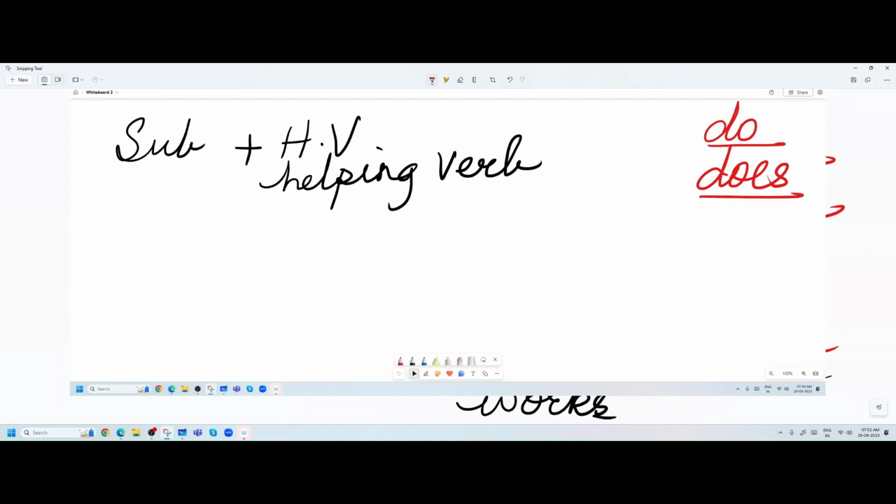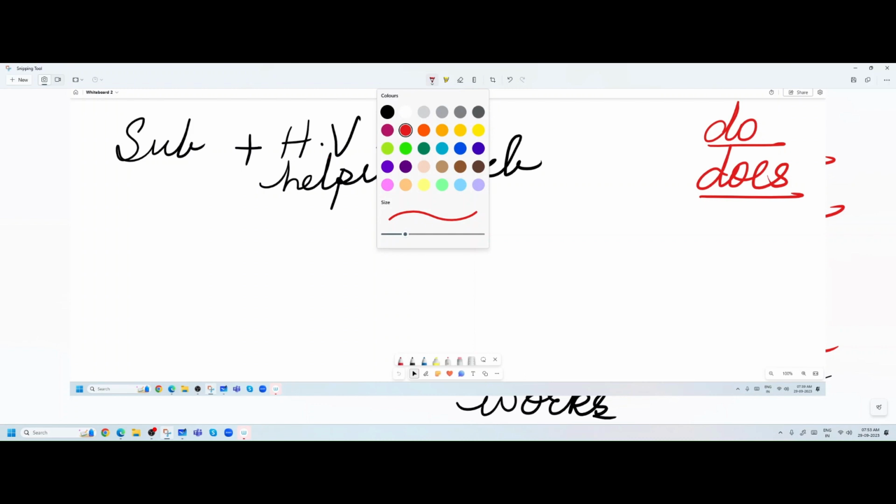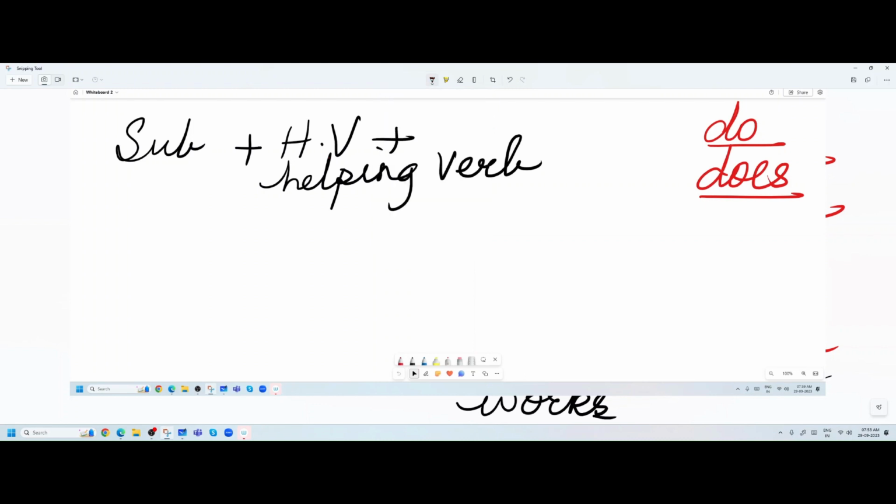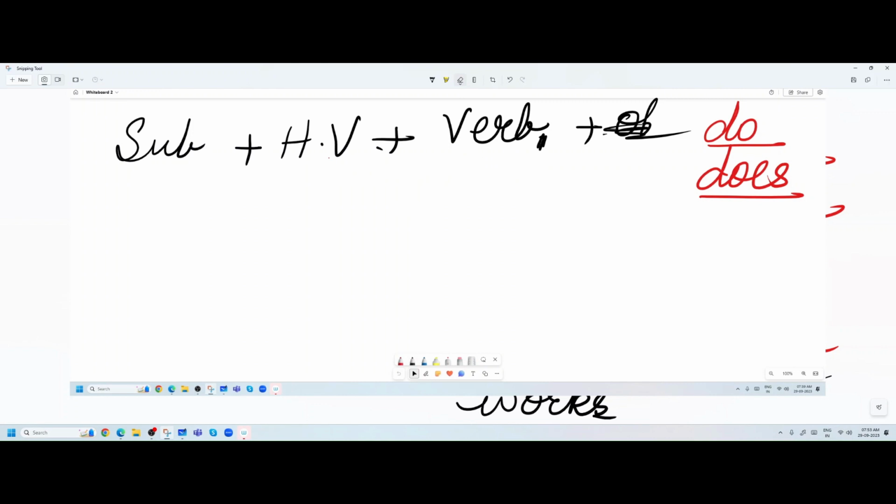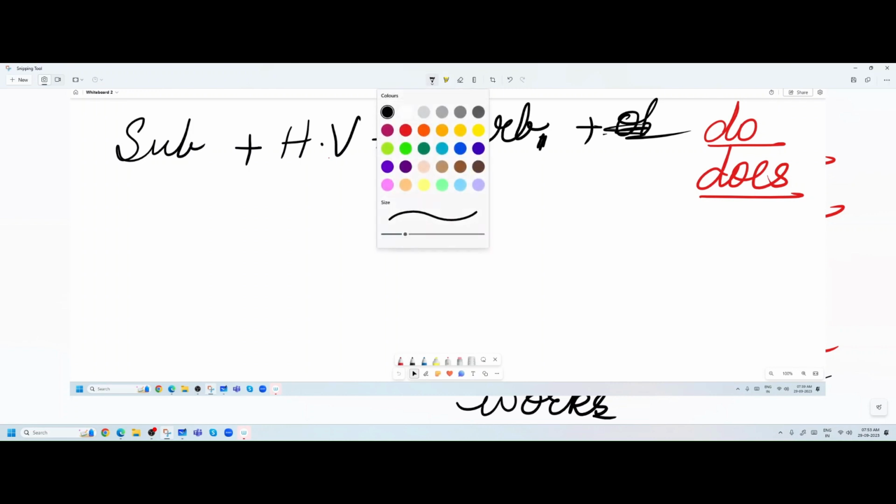Now, the helping verb is going to sit here. And then what is the structure that I'm going to have after this? Plus the verb in the first form. Verb in the first form. And then the object, whatever I want to write beyond that. So now let me erase this. Now, what is the first form of the verb? You need to understand that too.